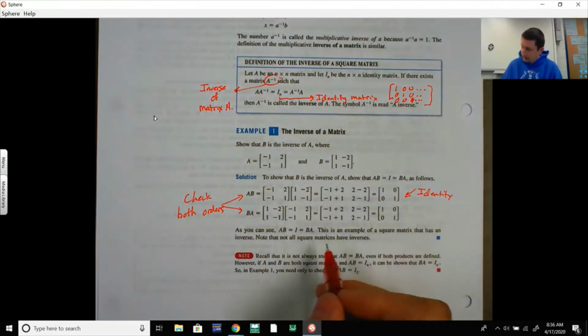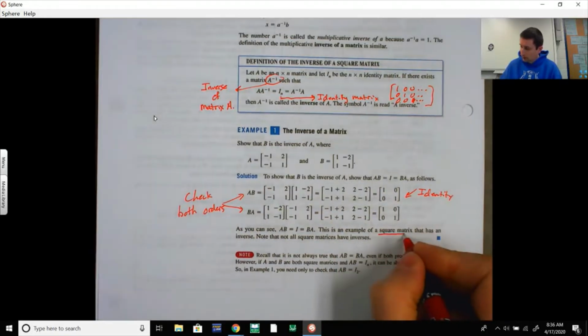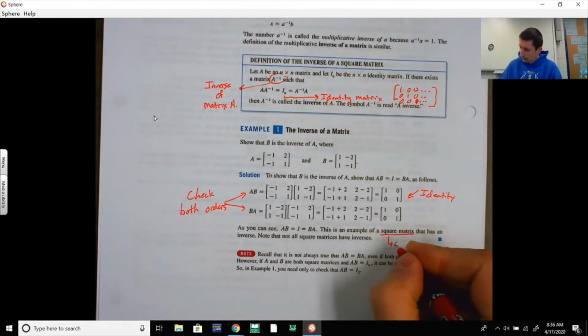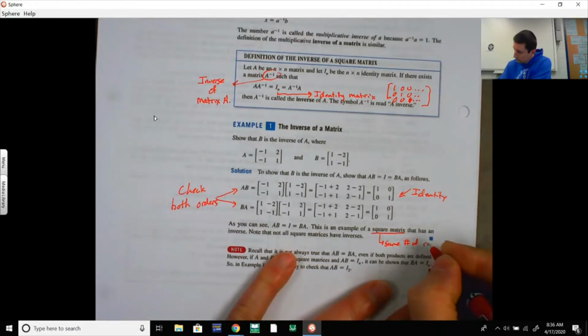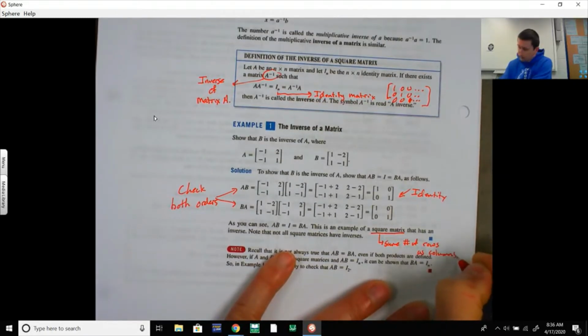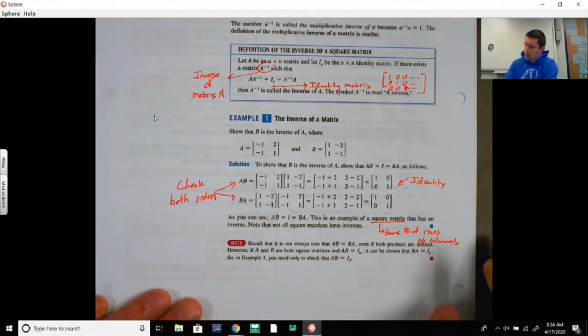This is an example of a square matrix. Remember, a square matrix has the same number of rows as columns. So you have a square matrix, and that's what we're going to have here with the inverses.